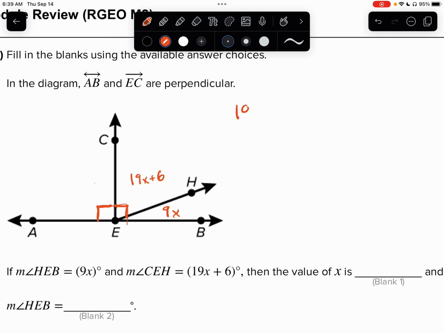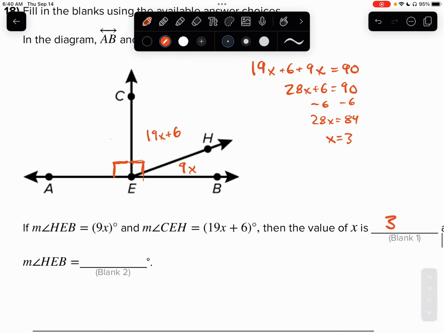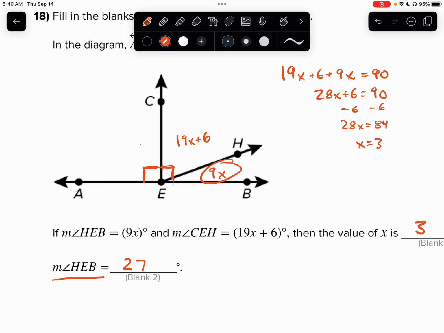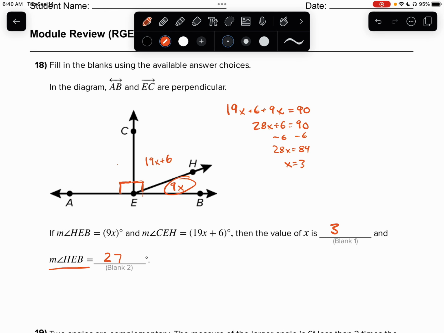So I'm going to do 19x plus 6 plus 9x equals 90. Combine like terms, so 28x plus 6 equals 90. Subtract that 6. 28x equals 84. And then divide by 28, and we get x equals 3. All right, so x is 3, and then HEB. Okay, HEB is that 9x, so 9 times 3 is 27. That's our answer.